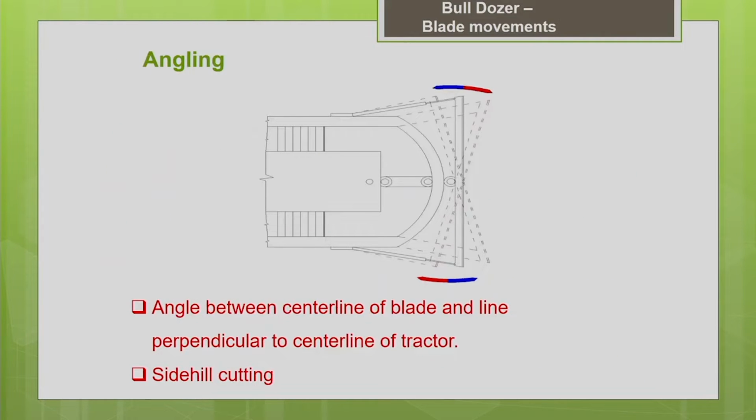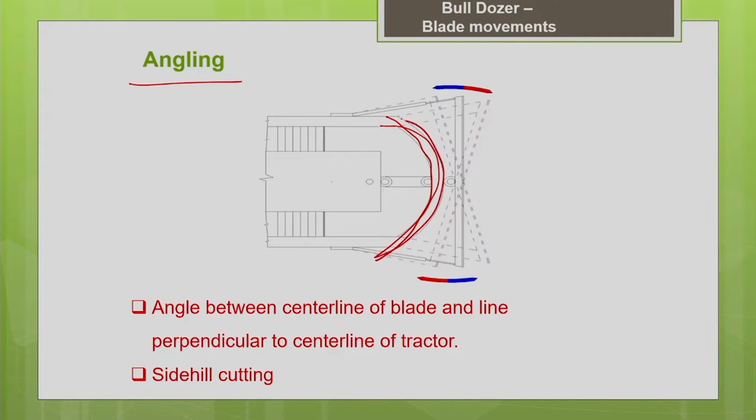Next we shall see what this angling is. Angling is possible only if there is a C-frame connection between the tractor and the blade. In most tractors, the blades are fixed perpendicular to the direction of motion. You cannot angle the blade either to the left or to the right in conventional bulldozers.